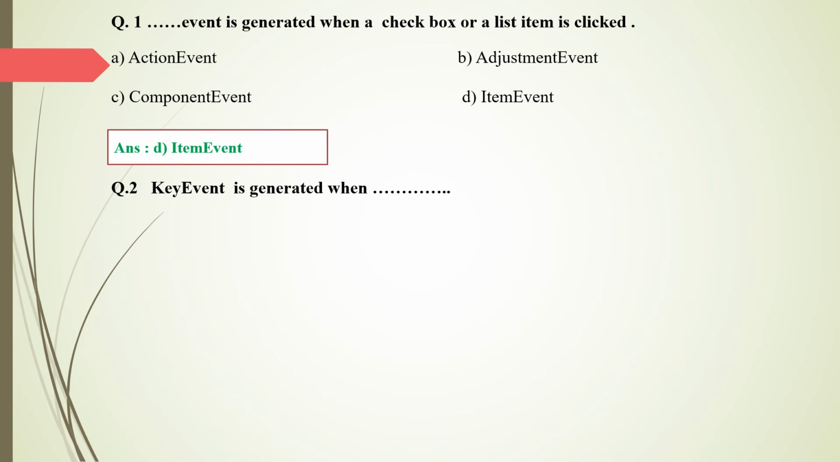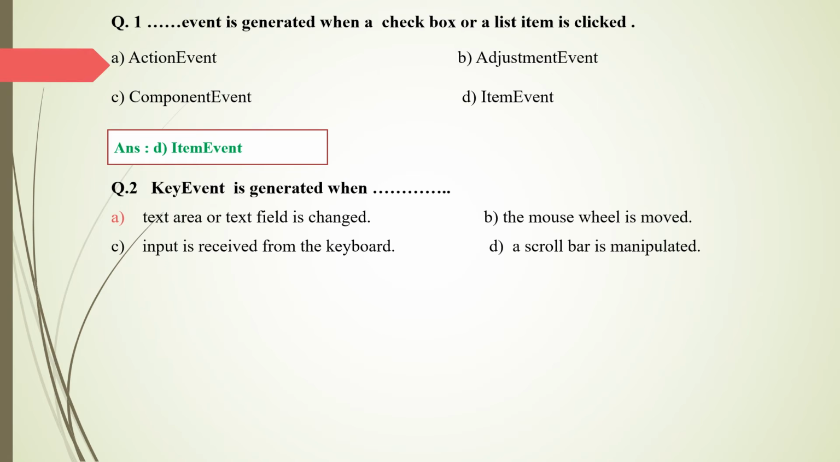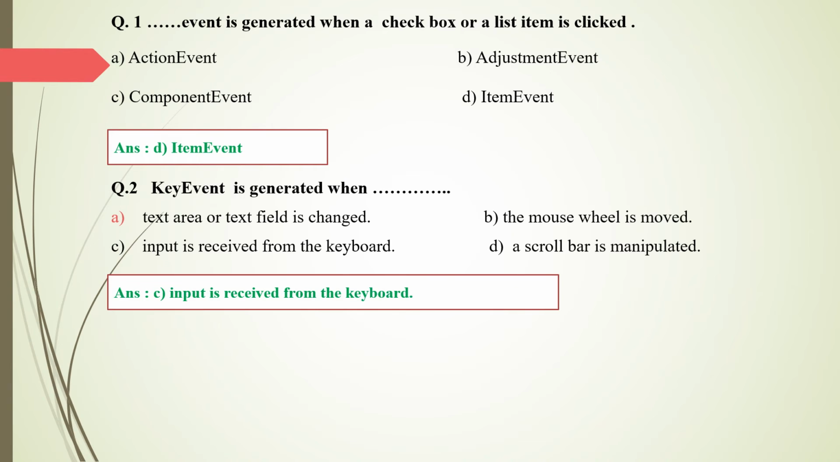Second question, key event is generated when: first option, text area or text field is changed. Second, the mouse wheel is moved. Third option, input is received from keyboard, and last option, scroll bar is manipulated. So the answer of this question is input is received from the keyboard.